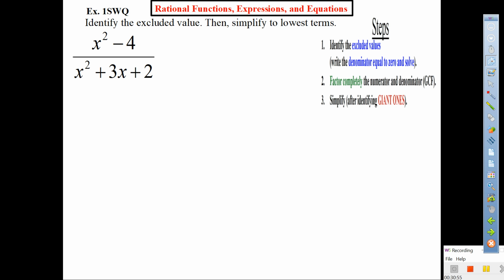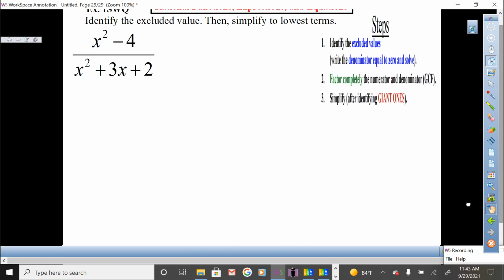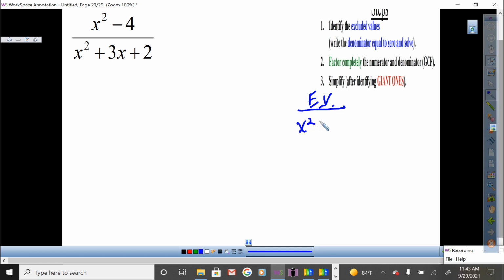Alright, so let's start with the excluded value. Thomas is going to guide us with that one. So excluded value. Go, Thomas. What do I write? Equals 0. Yes, thank you. Pass it to someone.